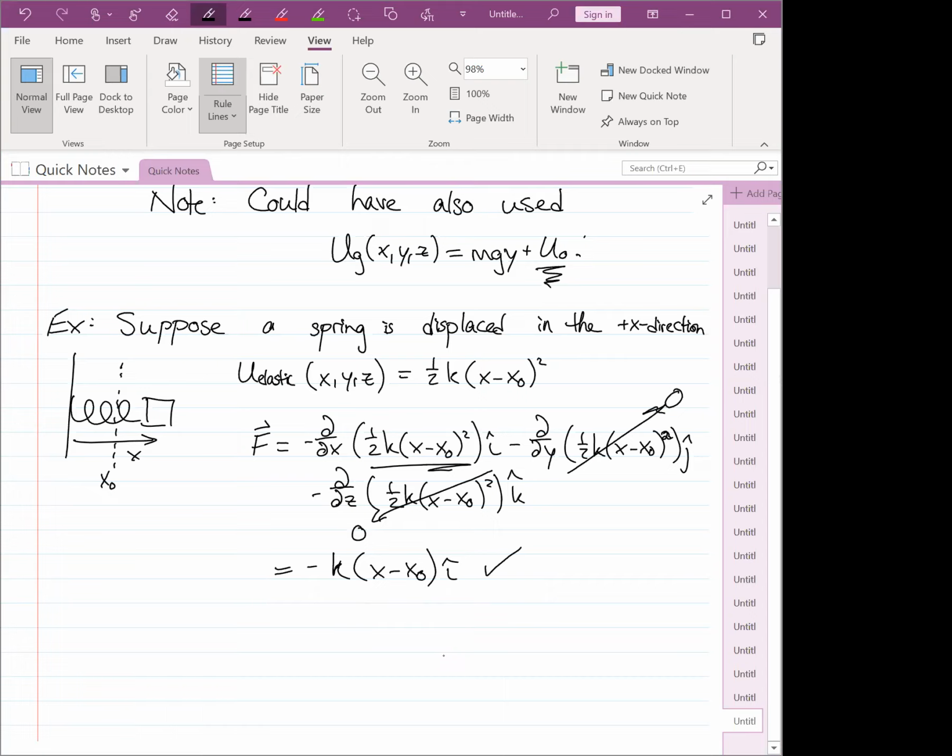This is a good check that our method works for finding the force. Then you know that the force is non-conservative if a force is non-conservative.